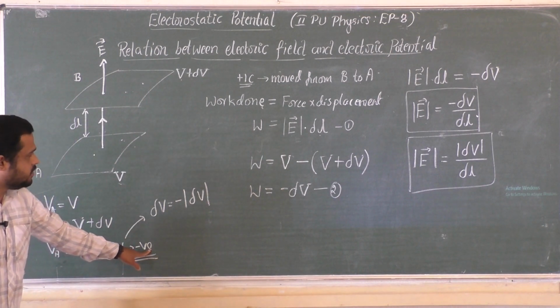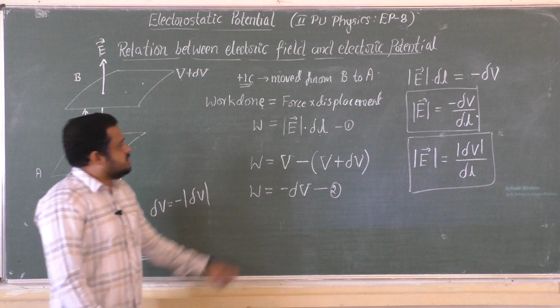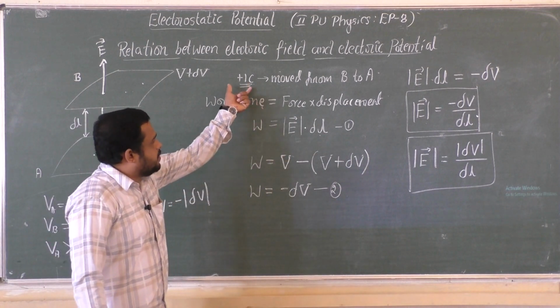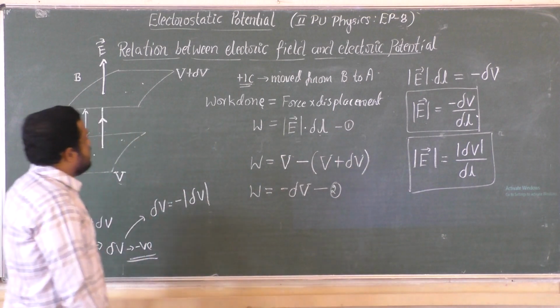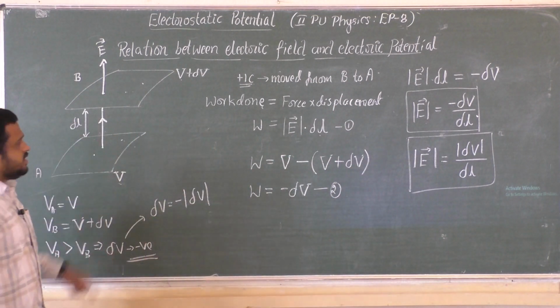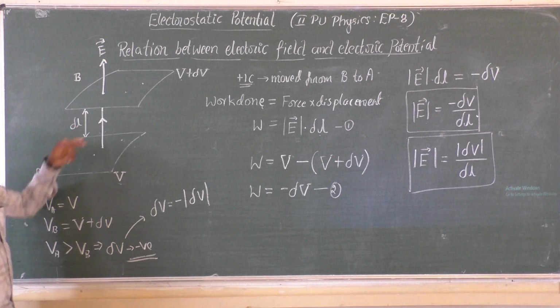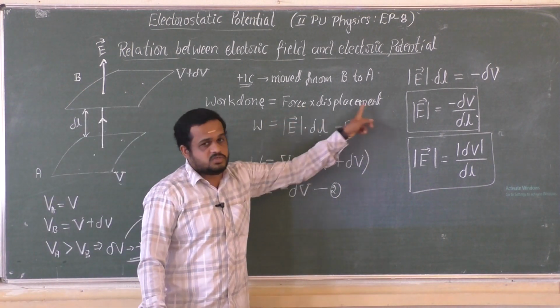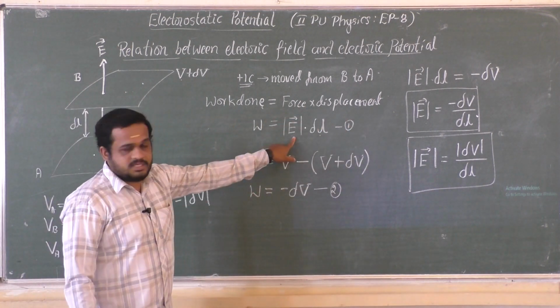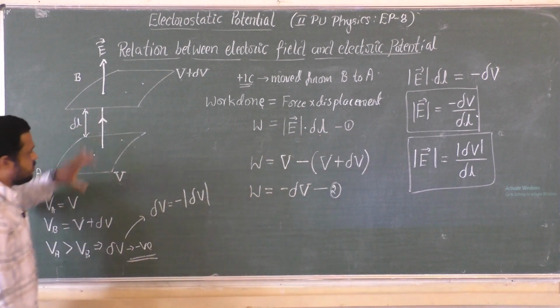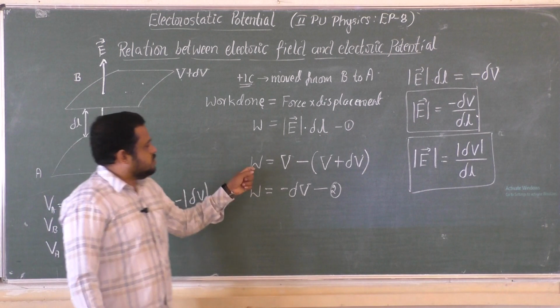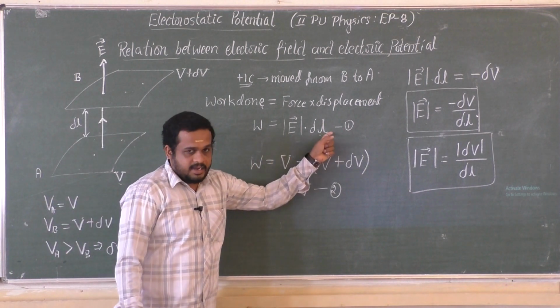Okay, negative. Next we consider the shifting of unit positive charge from B to A, that is against the electric field. Work done in that process is given by the general formula force into displacement. Force is electric field, displacement is the separation between the equipotential surfaces. So E into delta L.